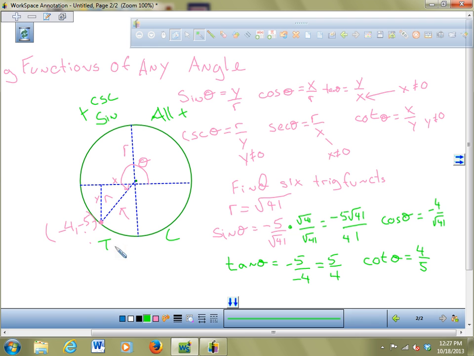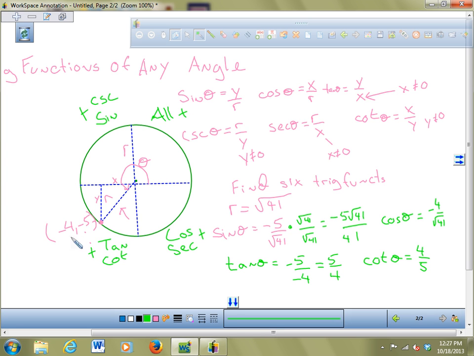Here, the only ones that are positive are tangent and what else? Cotangent are positive here, right? Because both of those are negative, and a negative divided by a negative makes it positive. And over here, just cosine and its reciprocal function, which is secant, are positive, and everything else is negative because x is positive and the radius is always positive. So that's the way you look at that.